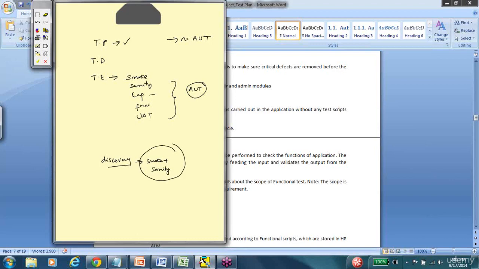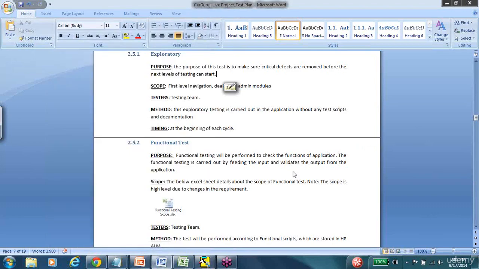But yeah, this is where we are at, and smoke and sanity testing are generally not part of the test plan because there's not a lot to plan there. It's just a form of testing that is performed to see if we are ready or not. But then there is also another area where we will discuss smoke and sanity testing, not in the test plan officially.